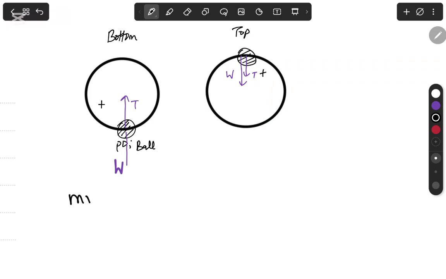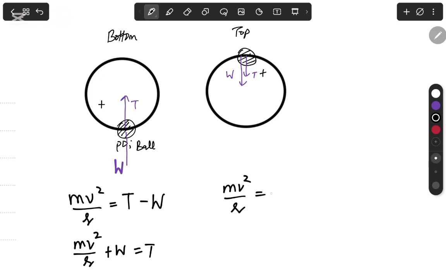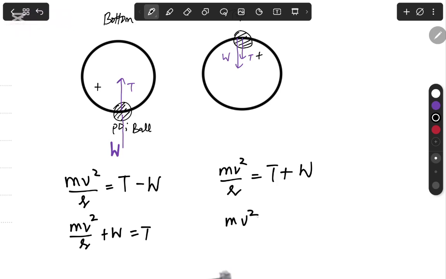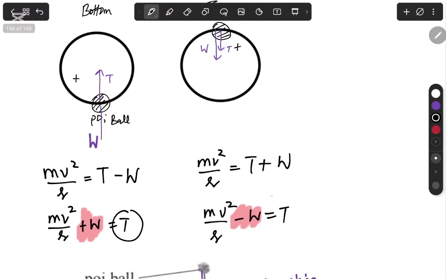Now we can write the equation. So mv square over r is equal to tension minus weight for the bottom. And then we can make tension the subject. So we have mv square over r plus weight is equal to tension. And then we can do for the top, mv square over r is equal to tension plus weight. And then we can make T the subject, mv square over r minus weight is equal to tension. Now we can notice at the bottom we add weight, the top we subtract it. So tension is going to be different in both cases.